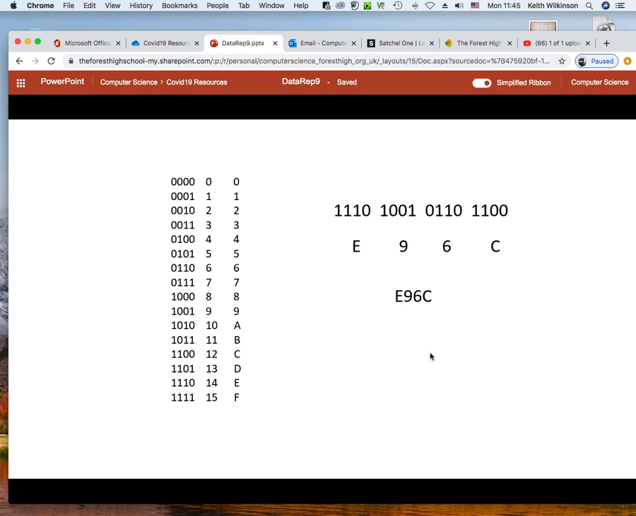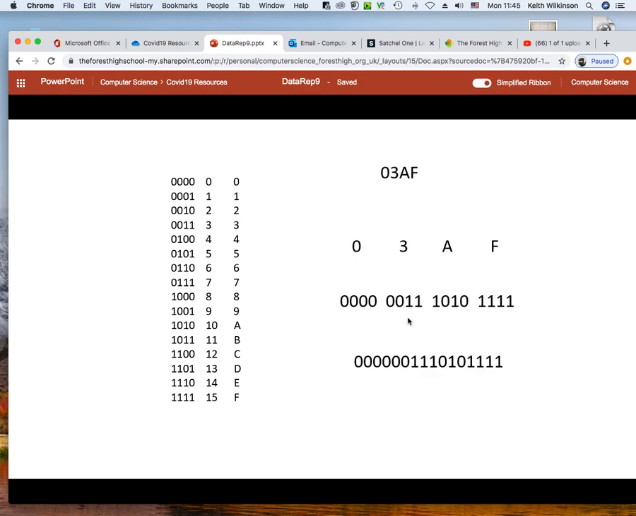Now that's fine, but I did mention at the start converting, and we already know how to convert these numbers into denary, and we can use what we already know to help us. For example, let's start off with this one before we go into conversion. If we're given a hexadecimal number and we're asked to convert that to binary or denary, I've got 03AF.